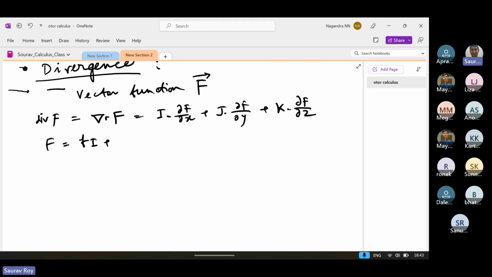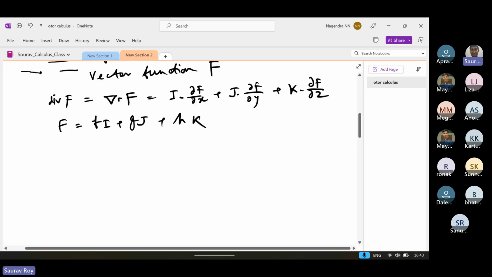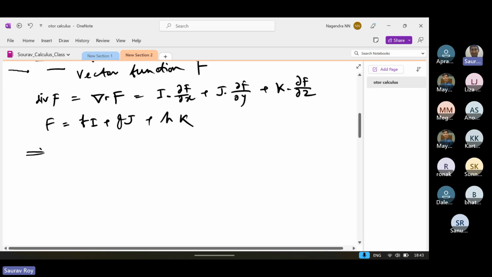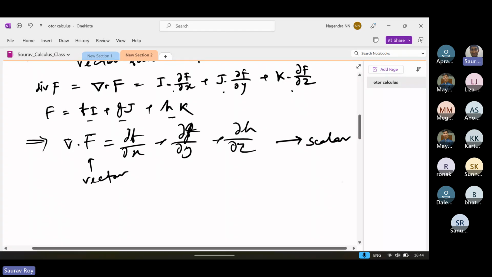so i, j and k, as usual, they are unit vectors along x, y and z dimensions. Okay, so if you write like this, the divergence of f becomes ∂f/∂x plus ∂g/∂y plus ∂h/∂z, because you see this f, g and h are the i, j, k components. If you take the scalar product here and here, it becomes like this. So basically this is a scalar. So although this f function is a vector, the divergence itself is a scalar.